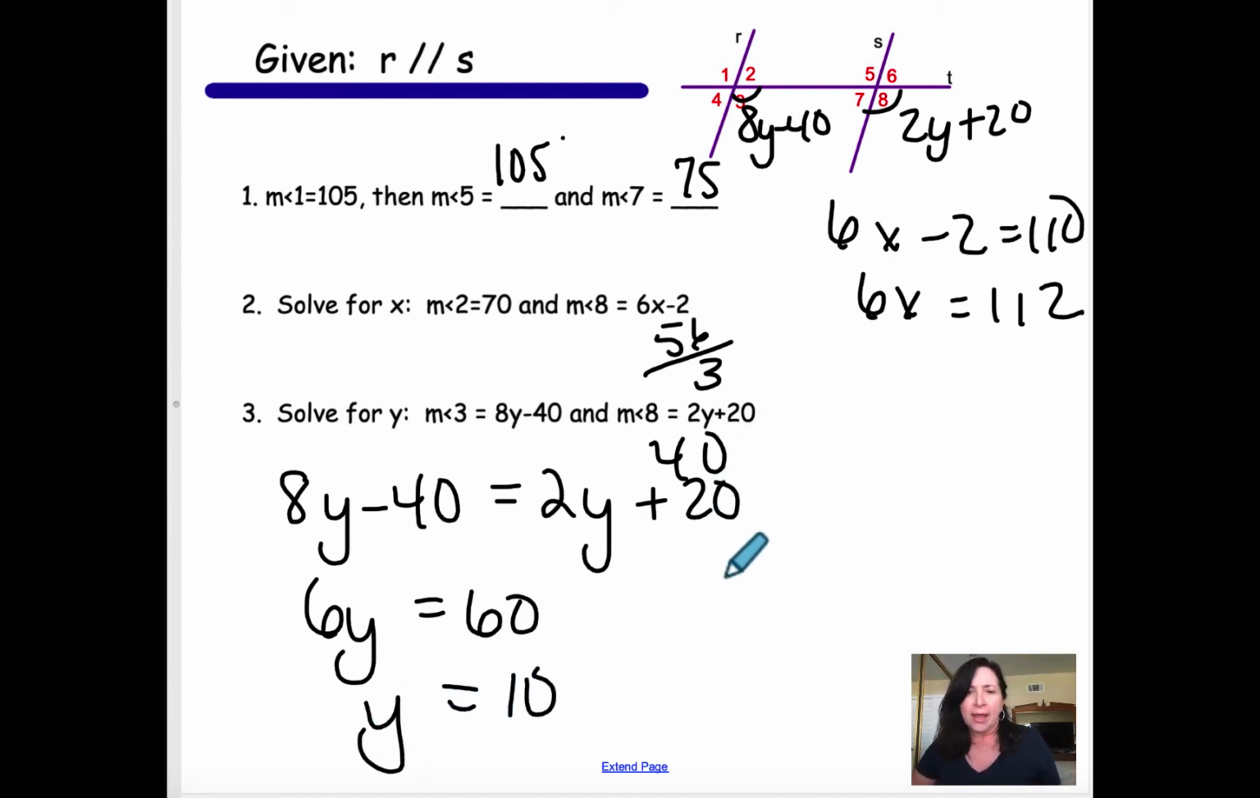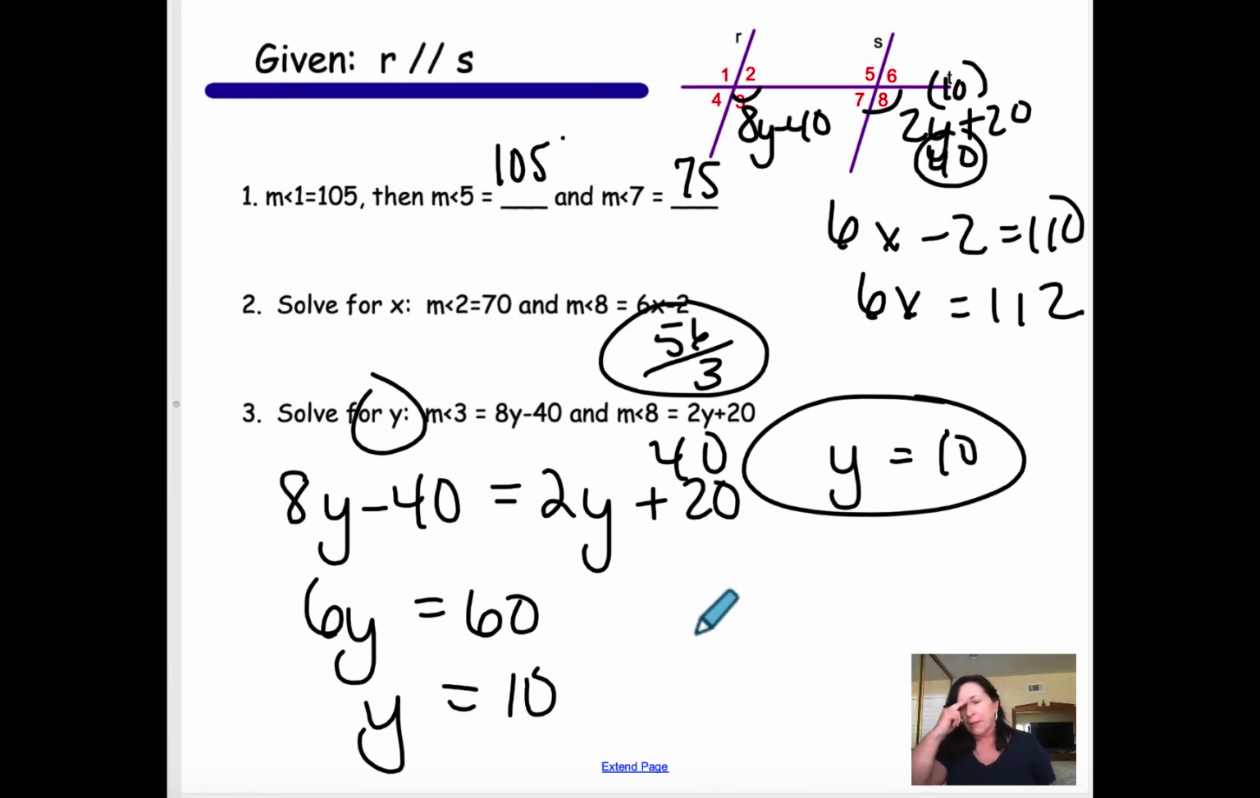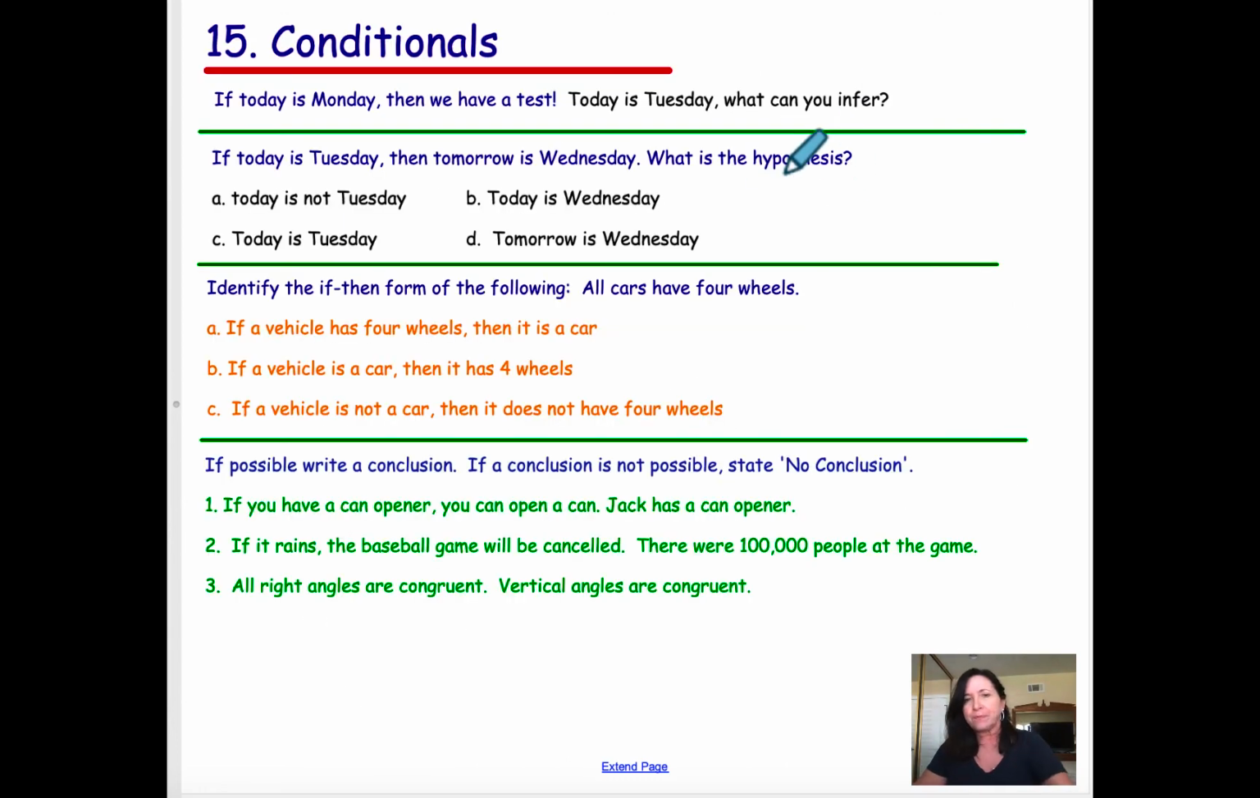So we have y. What am I looking for? Y. Okay, we're good. The only thing I would say is that we can find x's and y's and all of that, but I would just make sure that you can find the angles too, right? Because if I plug this in here, that's 2 times 10, which is 20, plus 20 is 40. So I know that angle 8 is 40. They definitely might ask you that too. And then I could have plugged it in here. 8 times 10 is 80, but 80 minus 40 is still 40. So I got the right answer.